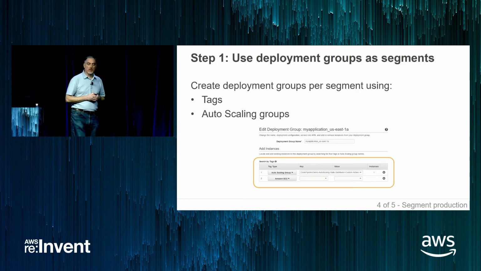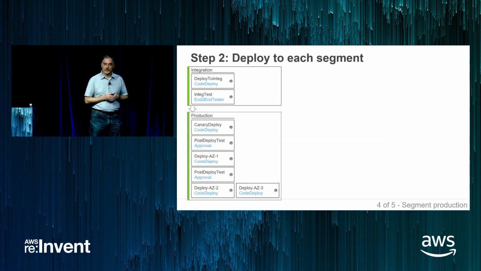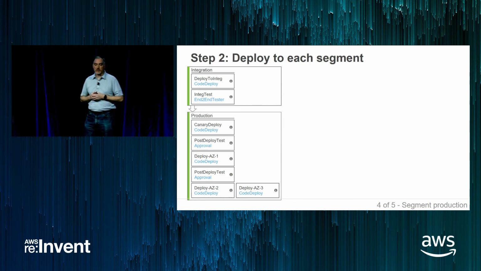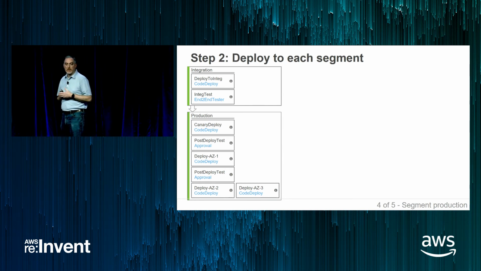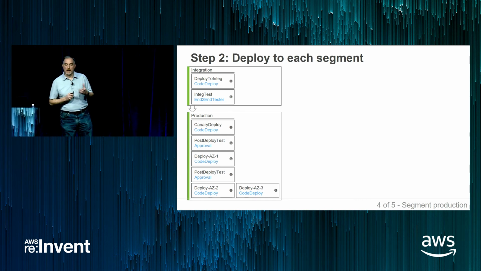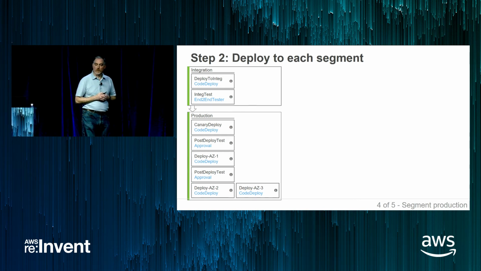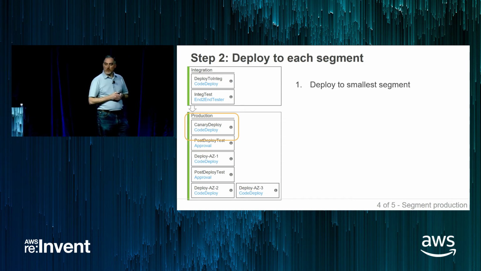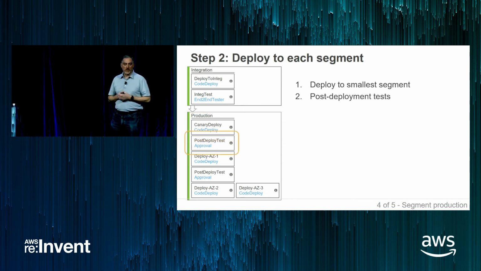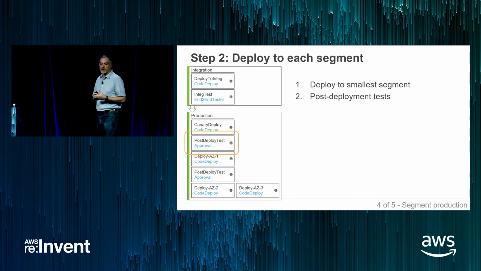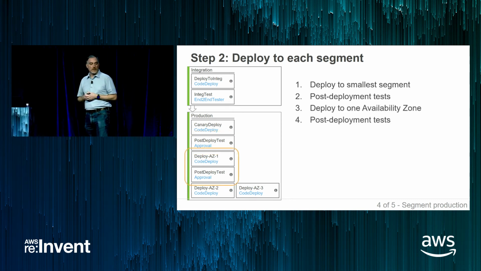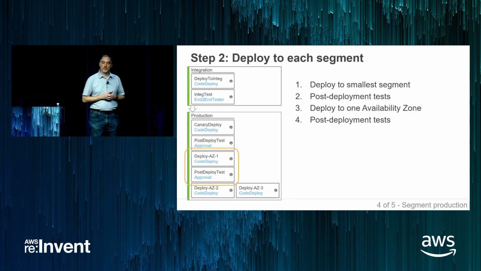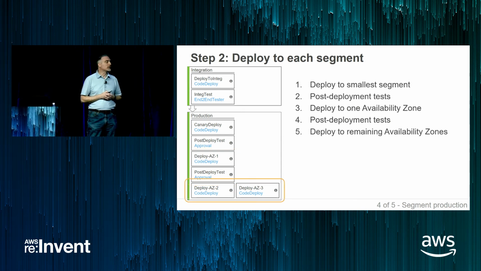So now let's take these deployment groups and add them into our pipeline. Our updated pipeline starts to look like this. We have each segment represented as a CodeDeploy deployment group, followed by a test. You can see the Canary deployment, followed by the post-deployment test, and then the zonal deployment, followed by a post-deployment test, and finally, the deployment out to the remaining hosts.